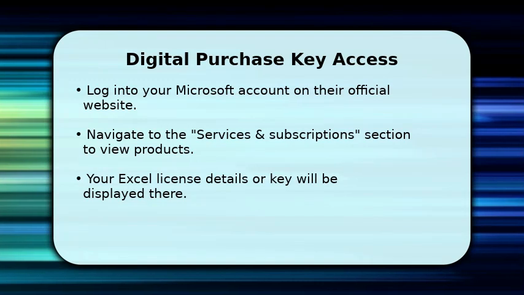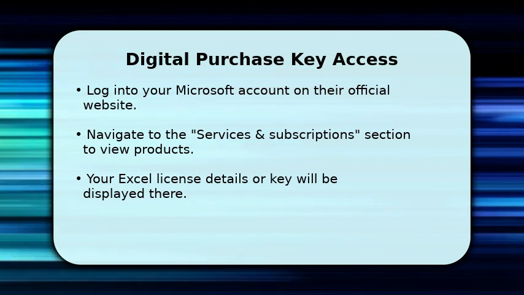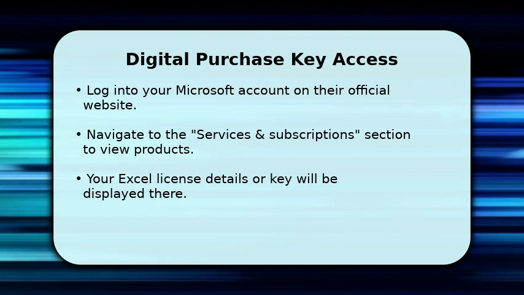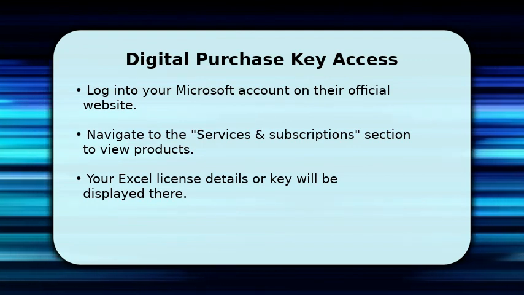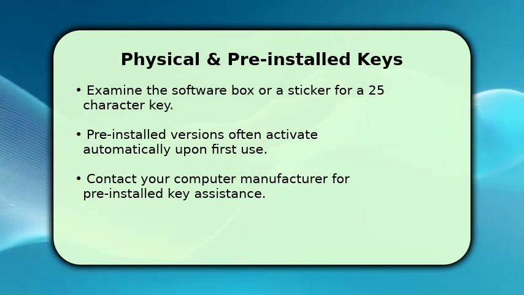If you purchased Excel digitally, the easiest way to find your key is through your Microsoft account. Simply log into the Microsoft website and go to your Services and Subscriptions page. Here, you'll see a list of your purchased products, including Excel. Your product key or the option to install without one should be clearly visible, allowing you to manage your license effectively.